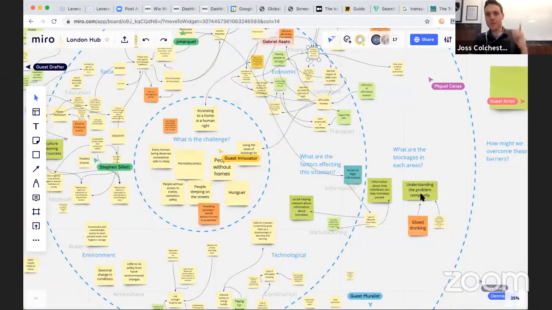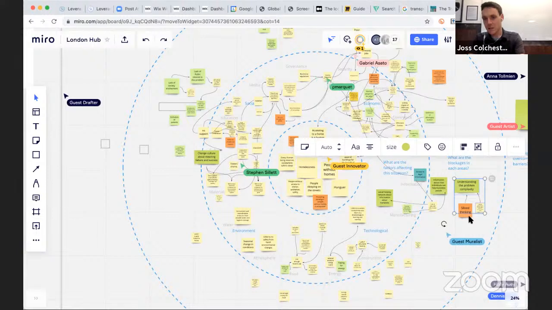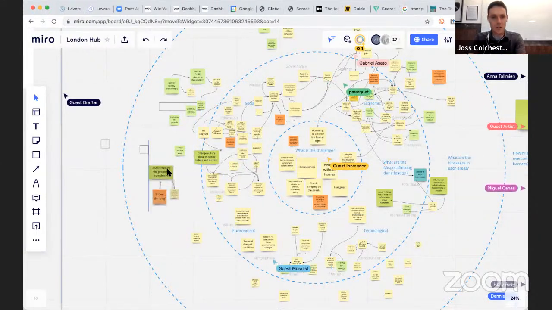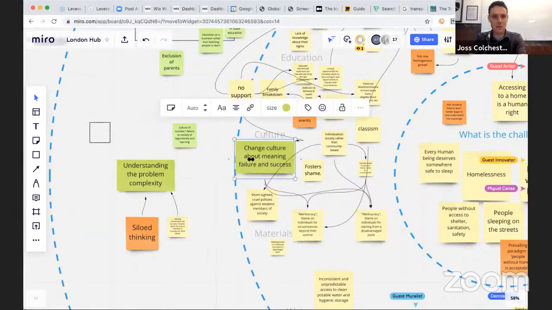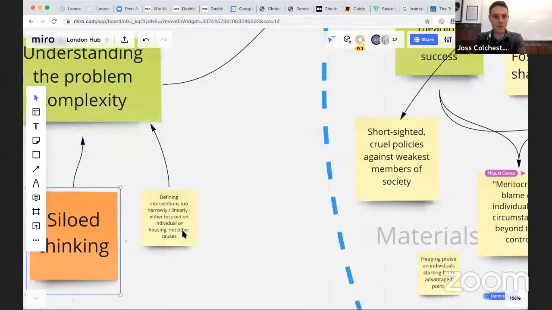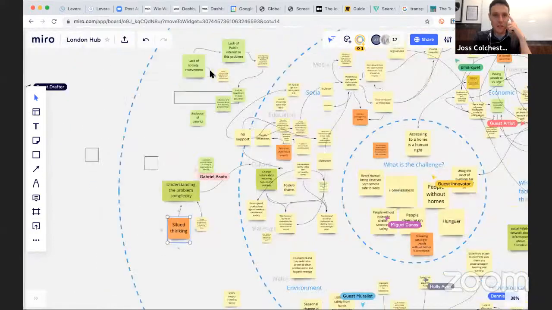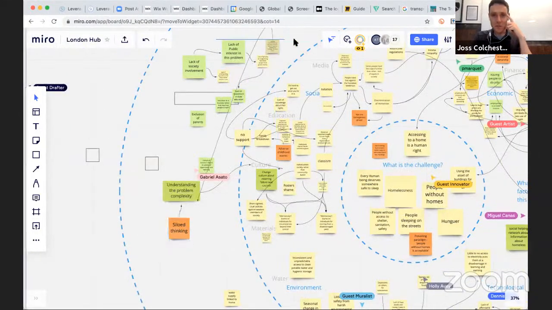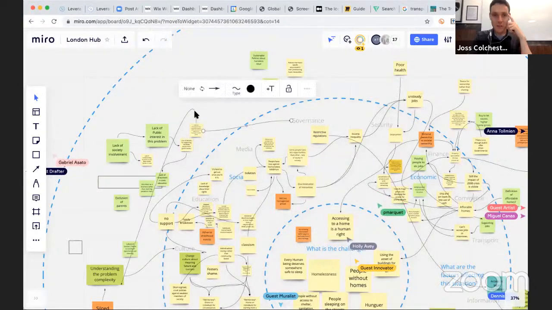Okay, understanding the problem complexity. That's more of a psychological thing, isn't it? I think I'd put that over here with the cultural. When we say culture, we're thinking about behavior and psychology and all of this. So I'd put that connecting into culture, siloed thinking. Yeah, these are all important things. Defining interventions too narrowly, linearly, either focused on individual or housing, not other causes. Yeah, these are important ones. And it could also link into, this might be good up here in terms of how we tackle it, in terms of regulation and governance and so forth, public services, should we say.